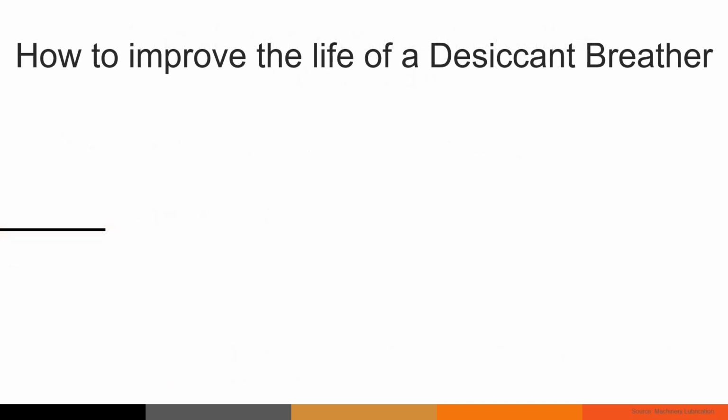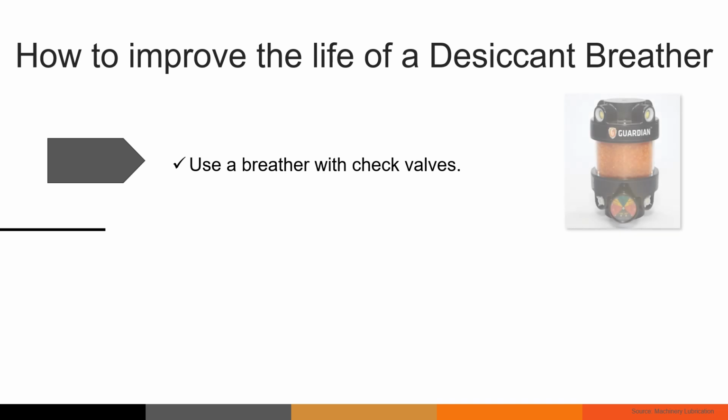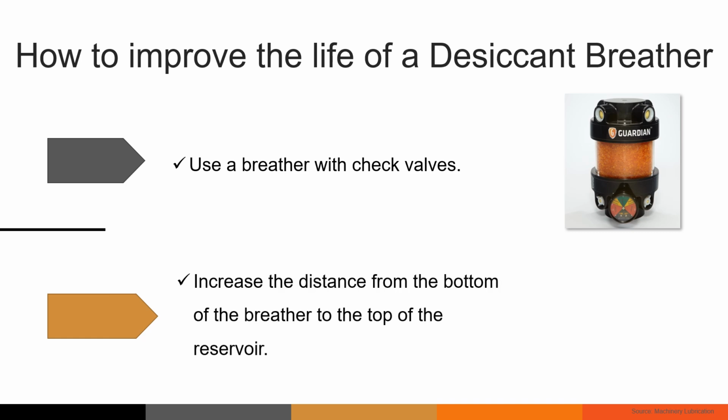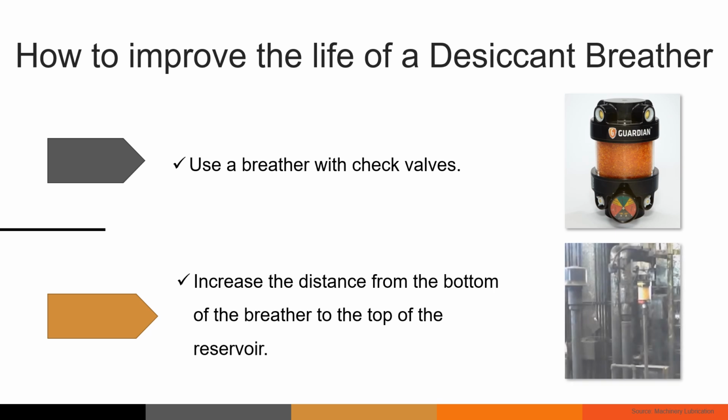How to improve the life of a desiccant breather? It's advisable to use a breather with check valves, for instance a Guardian model from Air Sentry, in intermittent flow applications. With check valves, only the air that needs to be inhaled is dried, lengthening the life of the silica gel. If possible, increase the distance from the bottom of the breather to the top of the reservoir by adding a small length of pipe in between. This keeps the breather free of oil mist coming out of the reservoir.